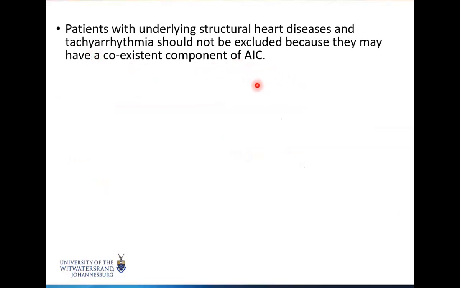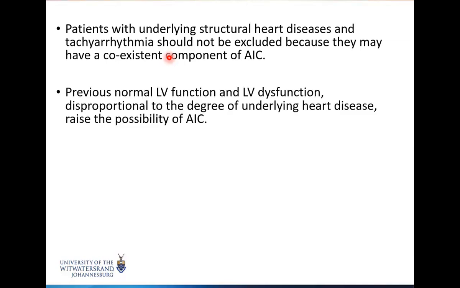Patients with underlying structural heart diseases and tachyarrhythmias should not be excluded because they may also have a coexistent component of arrhythmia-induced cardiomyopathy. You might recall from the cases that I started with that there was a patient who had severe mitral stenosis with a moderate aortic regurgitation and atrial flutter and with a reduced ejection fraction. It could have been easier to just attribute that depressed ejection fraction to the valves. But obviously, when you look back, you have to ask: should mitral stenosis cause such significant deterioration in your ejection fraction, or are we missing anything else that might be contributing?